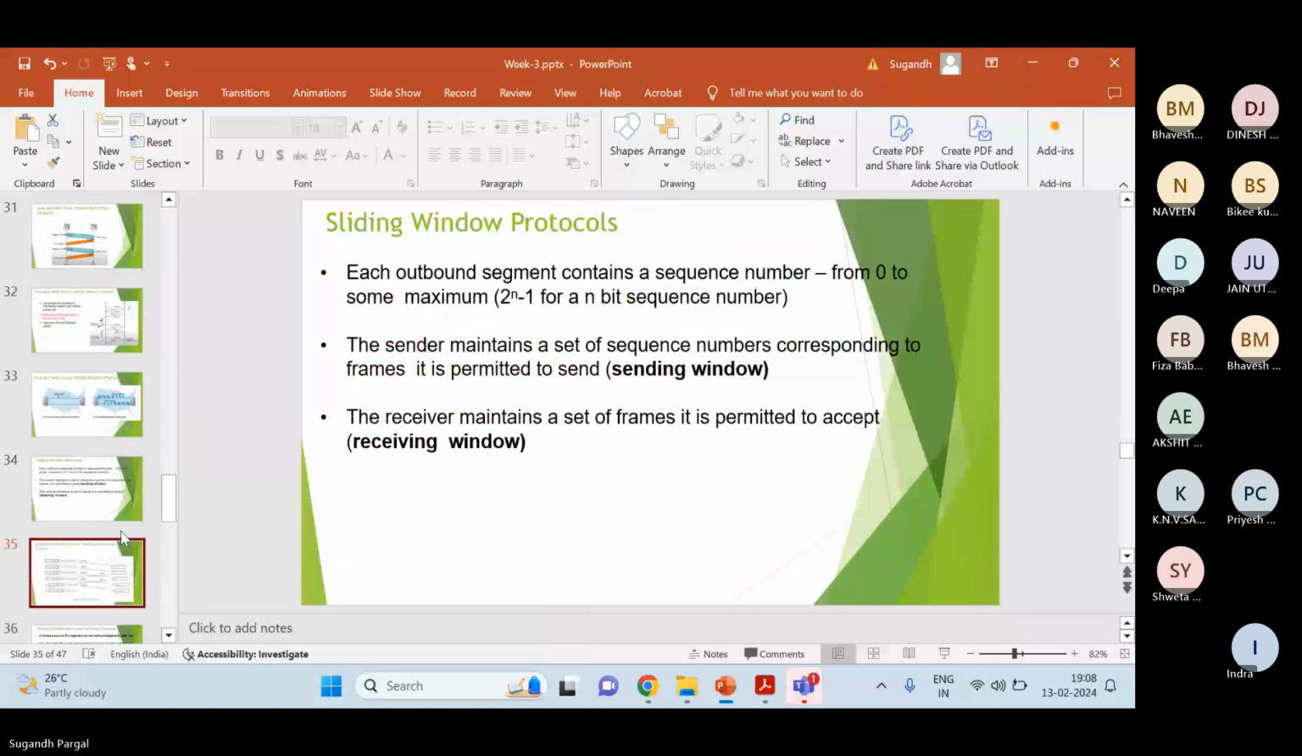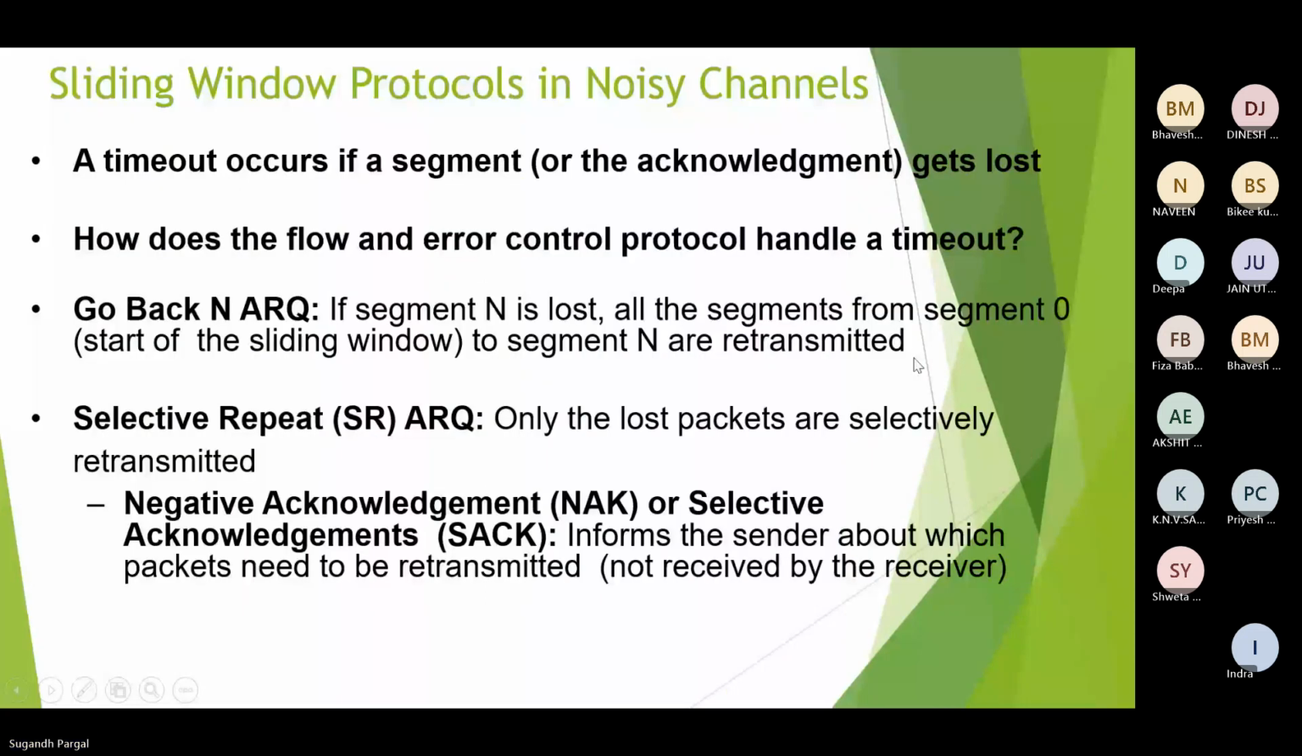So in noisy channels, a timeout occurs if a segment gets lost. As I said, if the acknowledgement or the segment gets lost, it waits for the timeout and then retransmits the packet. So how does the flow and error control protocol handle a timeout? There are two ways to handle the timeout and retransmit those packets.